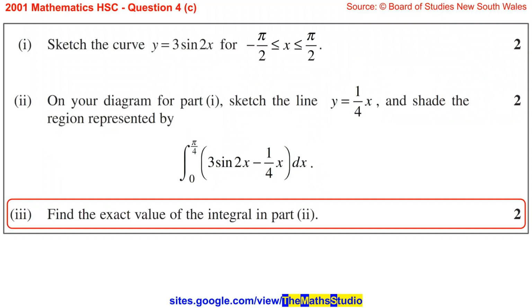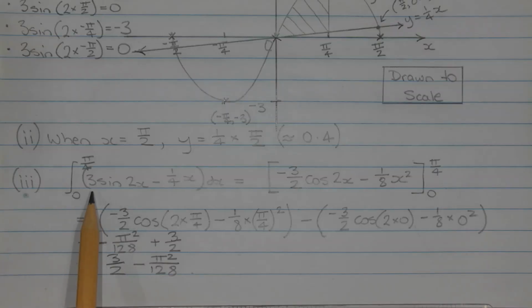Part 3. Find the exact value of the integral in Part 2. Integrating 3 sine 2x minus 1/4 x with respect to x, we get negative 3 over 2 times cos 2x minus 1 over 8 times x squared from x equals 0 to x equals pi over 4.